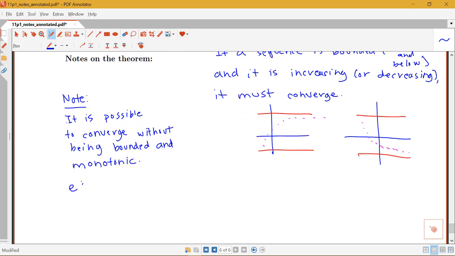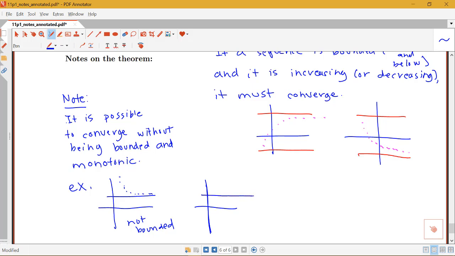So just to give some examples of these situations, I could have something that's bounded below, and it decreases, and does converge. So this is not bounded above, but it does end up converging. I could also have something that converges but is not monotonic. We've seen some examples like this. You could have something that oscillates, but the oscillations get smaller and smaller, and so it still converges. So this is an example of something that's converging but is not monotonic.